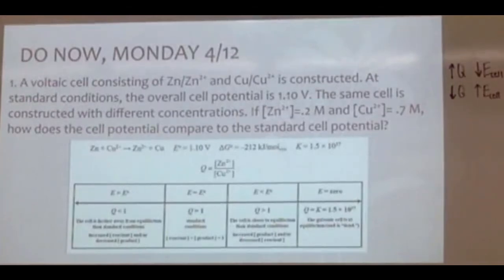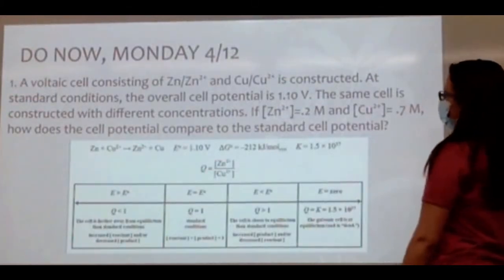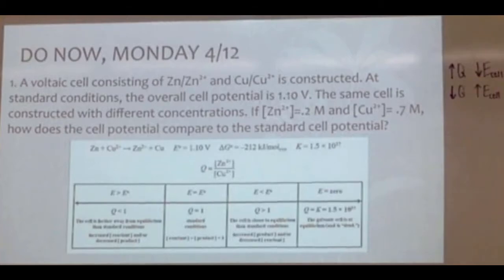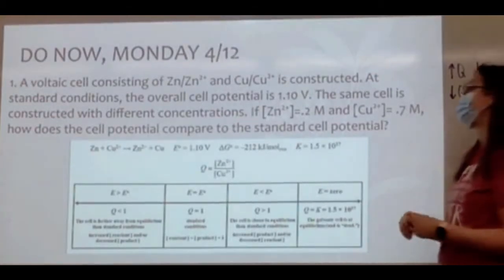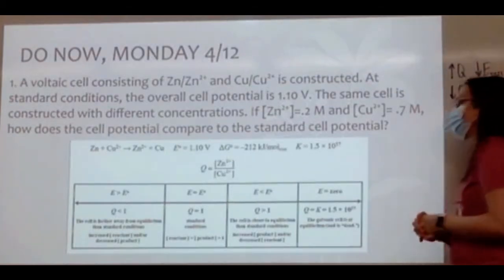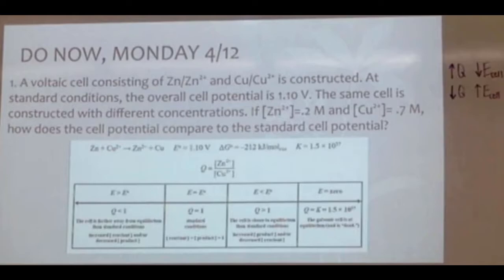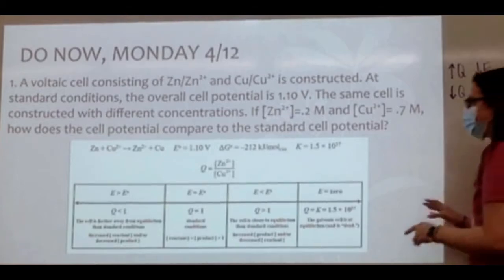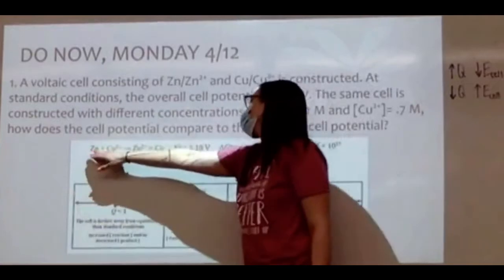For the do now, a voltaic cell consisting of zinc and Zn2+ and copper and Cu2+ is constructed. At standard conditions, the overall cell potential is 1.10 volts. The same cell is constructed with different concentrations. If the Zn2+ concentration is 0.2 molar and the Cu2+ concentration is 0.7 molar, how does the cell potential compare to the standard cell potential?